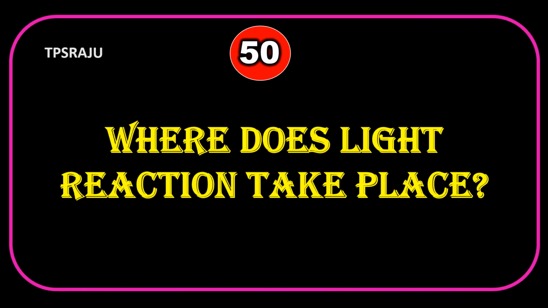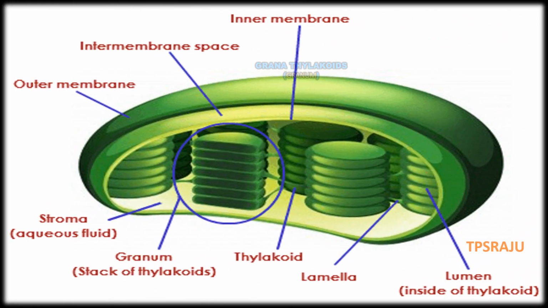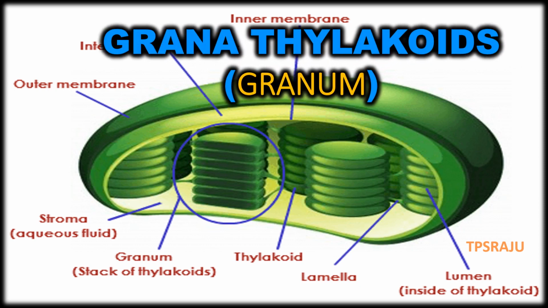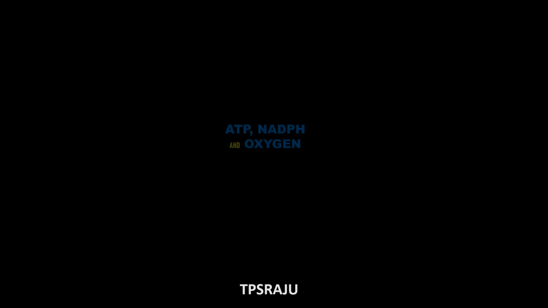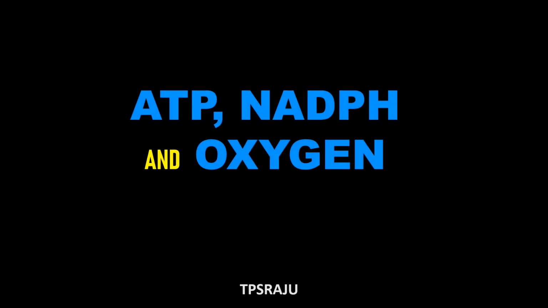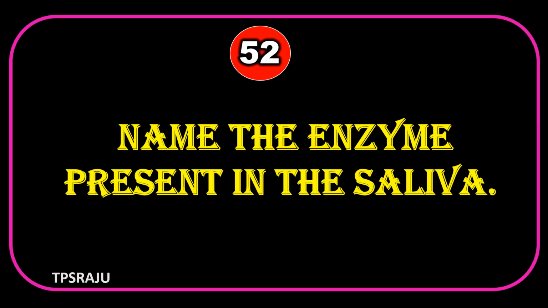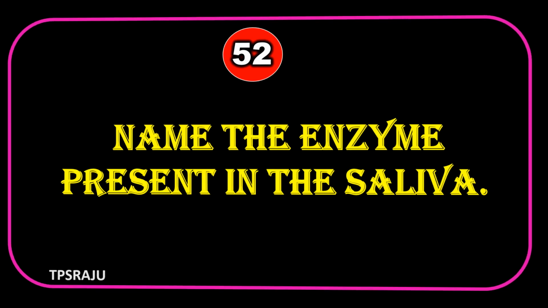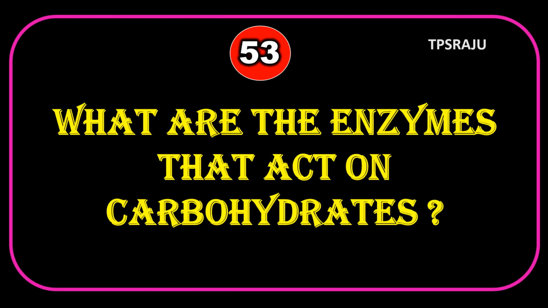Where does light reaction take place? Grana thylakoids. What are the end products of light reaction? ATP, NADPH, and oxygen. Name the enzyme present in the saliva. Ptyalin or salivary amylase. What are the enzymes that act on carbohydrates?